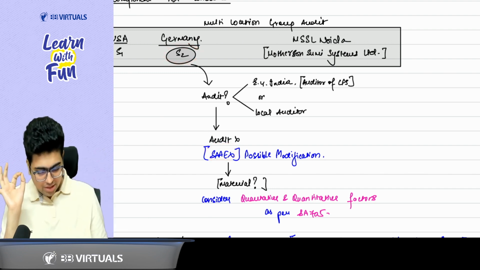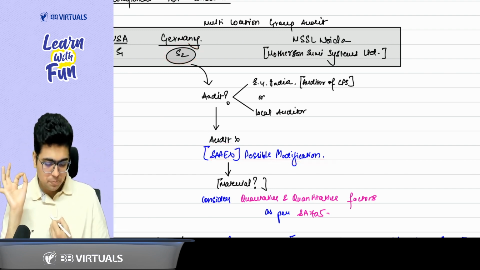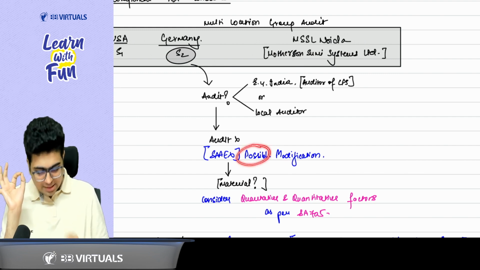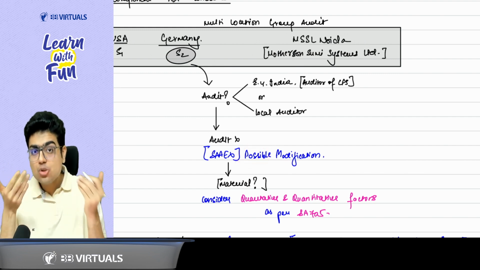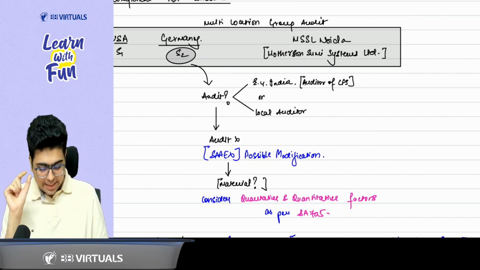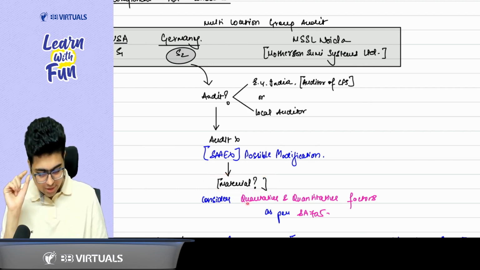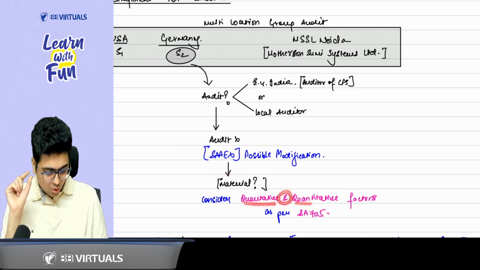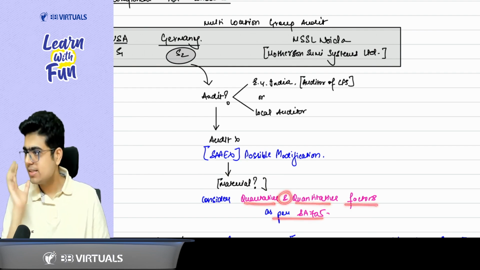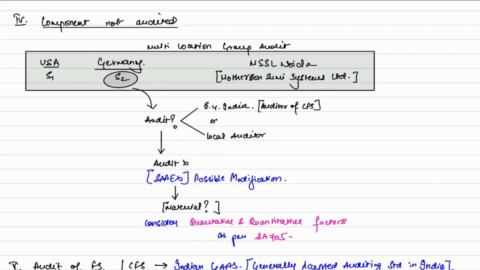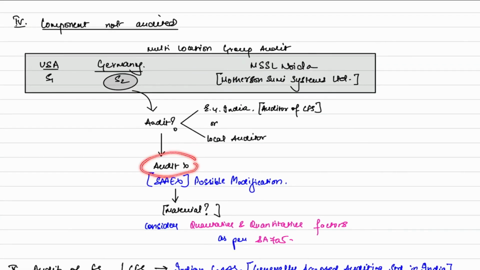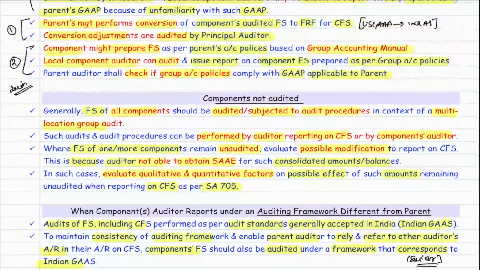So you need to evaluate a possible modification. Now, sir, whether this possible modification will be an actual modification depends on whether the amounts are material. So you need to consider qualitative and quantitative factors as per SA 705. So whenever there is a subsidiary which is not audited, evaluate a possible modification considering the qualitative and quantitative factors of SA 705. Come to the notes.